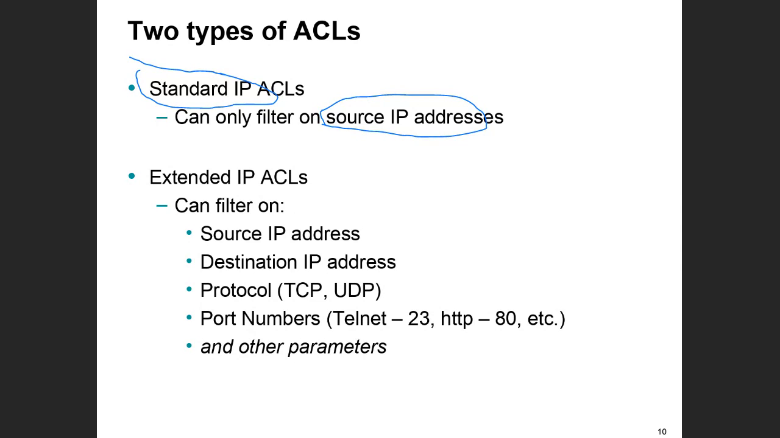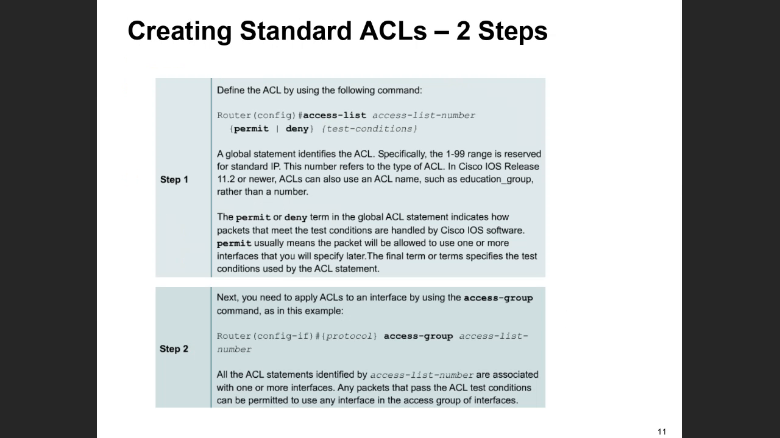They can filter on the source address, like a standard can, but they can also filter on the source and/or the destination and/or the protocol number and other parameters as well. So let's take little baby steps here, and let's do standard lists first. Here's the syntax. It's a 2-step process.